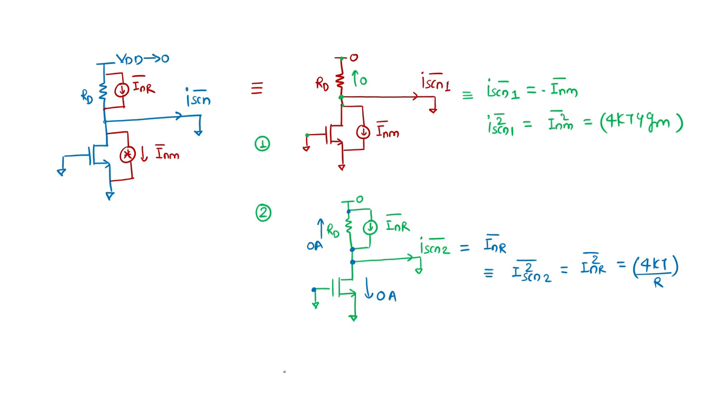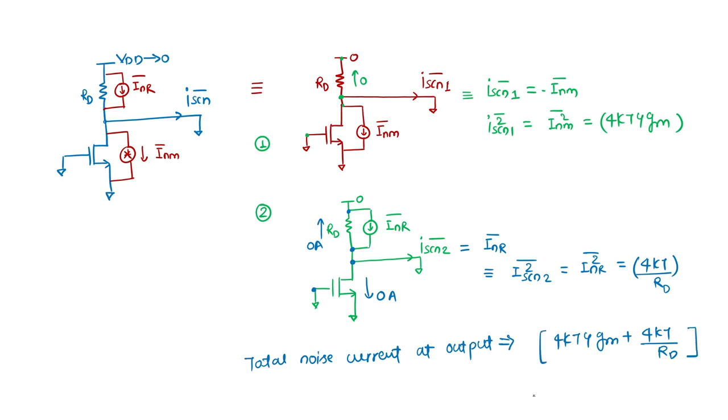So what is the total noise current? The total noise current at the output is the sum of both. So it is 4kTγgm plus 4kT over RD. So this is the total noise at the output: the mean square value of the short circuit output noise current.